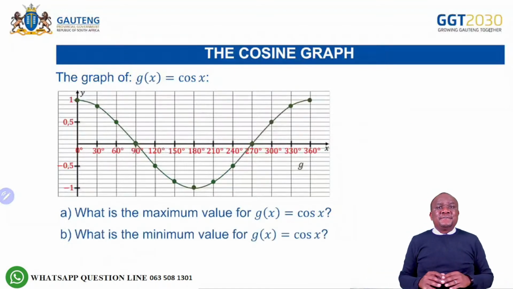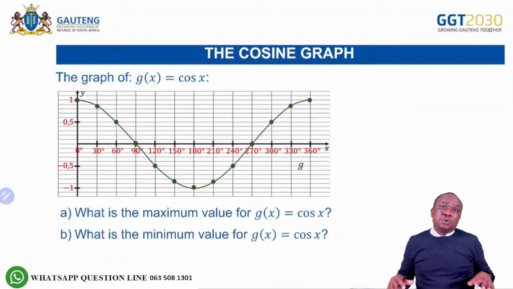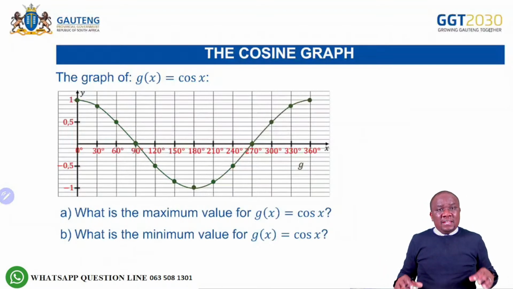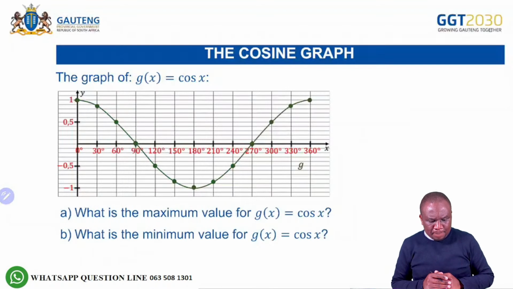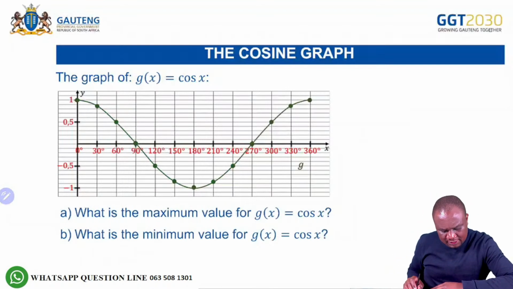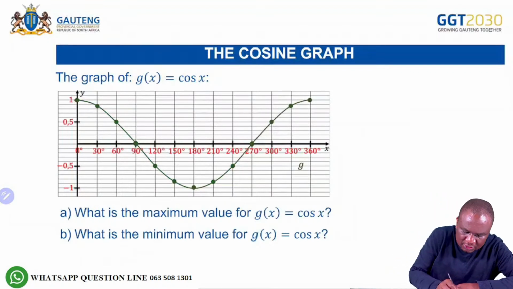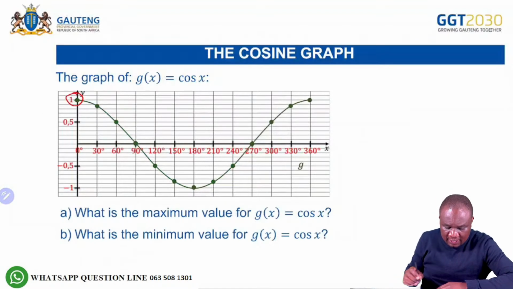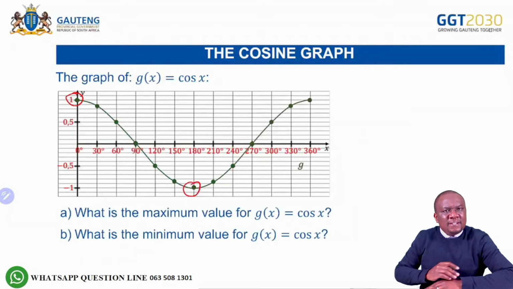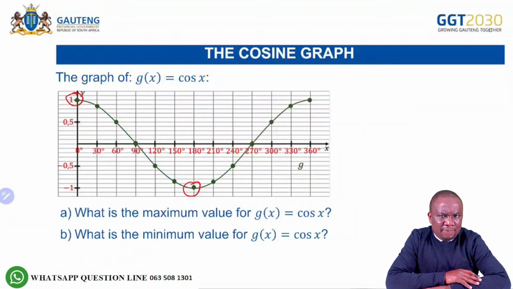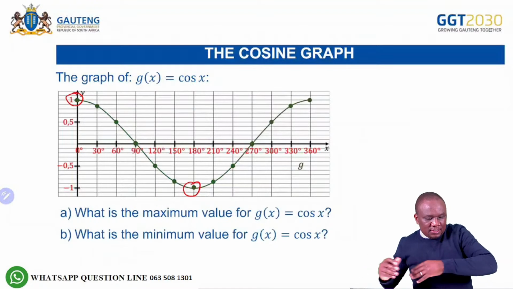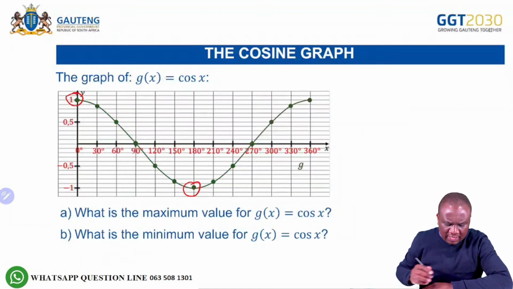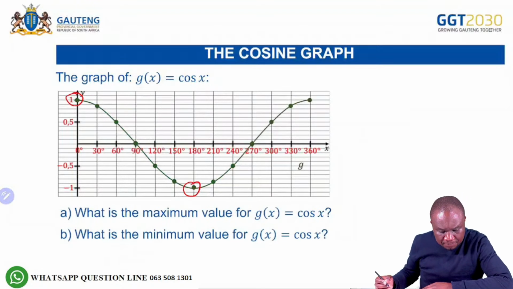Right, we don't have enough time, so let me just go through the cosine graph. It's basically the same thing as the sine graph, and then after that I'll give you homework. Okay? For the graph of g of x, the maximum value is 1, just like we had for sine x. Then the minimum value is y is equal to -1. If you're asked to write the coordinates of the maximum value and the minimum value, do so. You know how to do the coordinates.